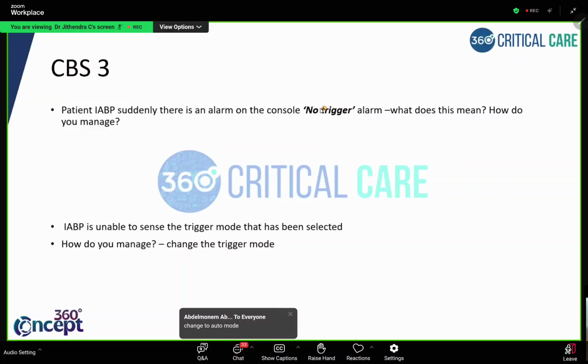Best thing is, if you don't know anything, change to auto mode, or you can change the triggers. Yes. I think most of you have answered this rightly. Change to auto mode is the best part, if you have auto mode. Otherwise, you can change the trigger. Say ECG was there, so it is not functioning. Suddenly, your patient had AF, change to AF mode, or change a different trigger. That's what I'm trying to tell.